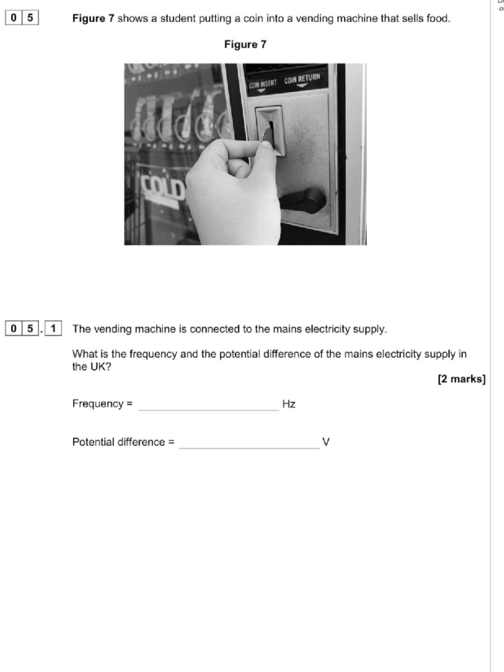Okay, so a question about mains electricity here. First part is a recall. So what is the frequency and potential difference of the mains supply in the UK? So our frequency in the UK is 50 hertz and the potential difference is 230 volts.